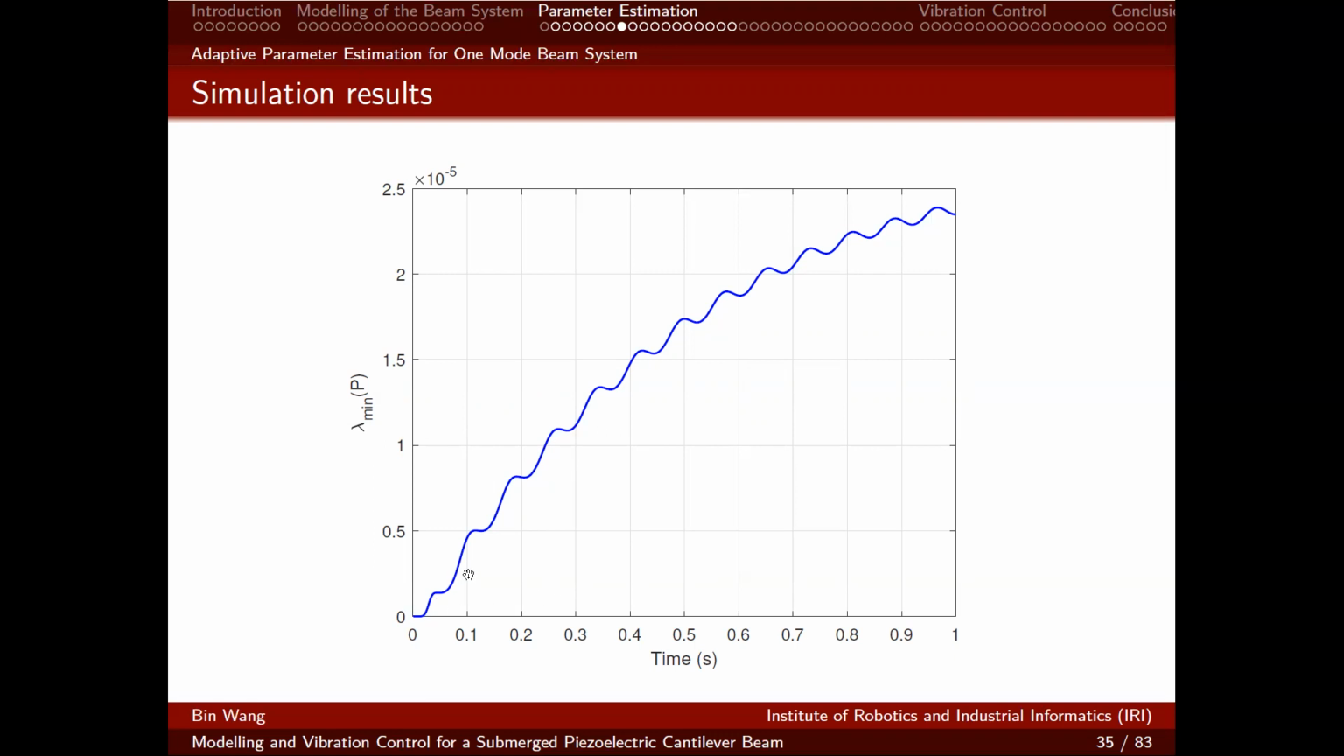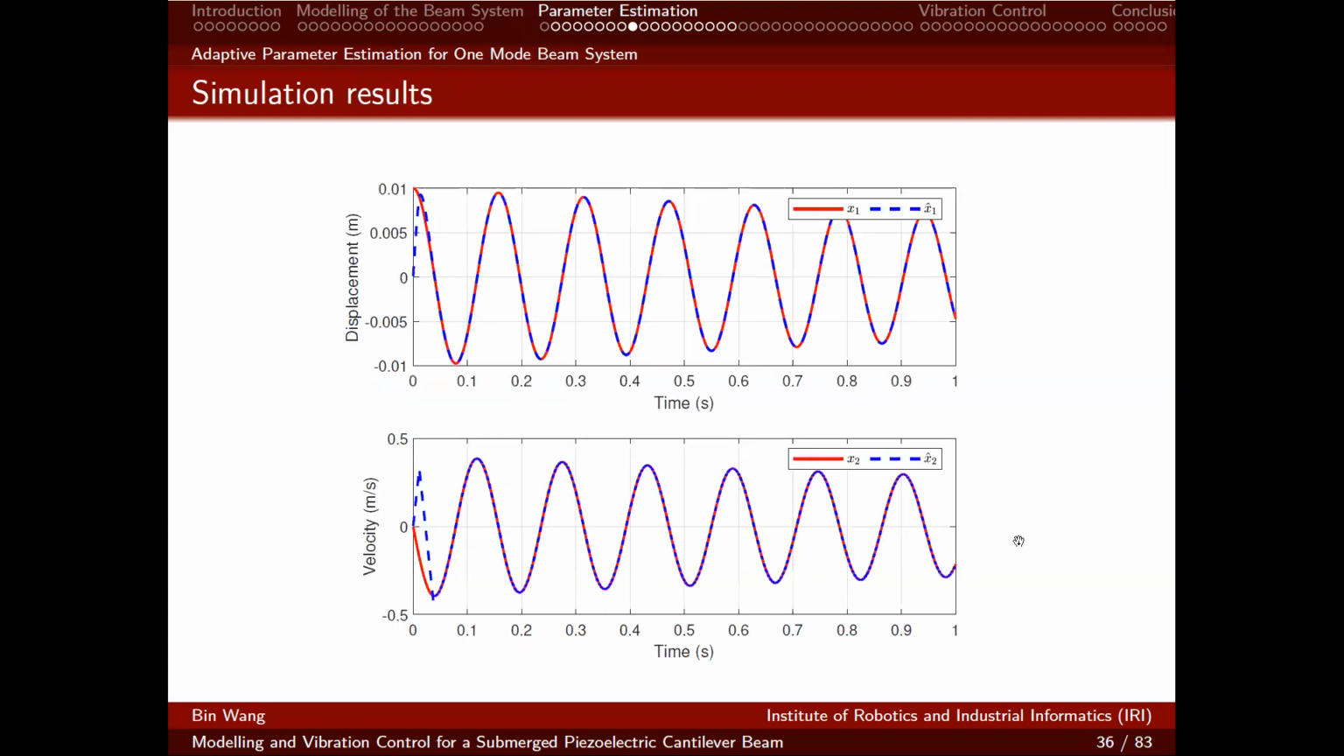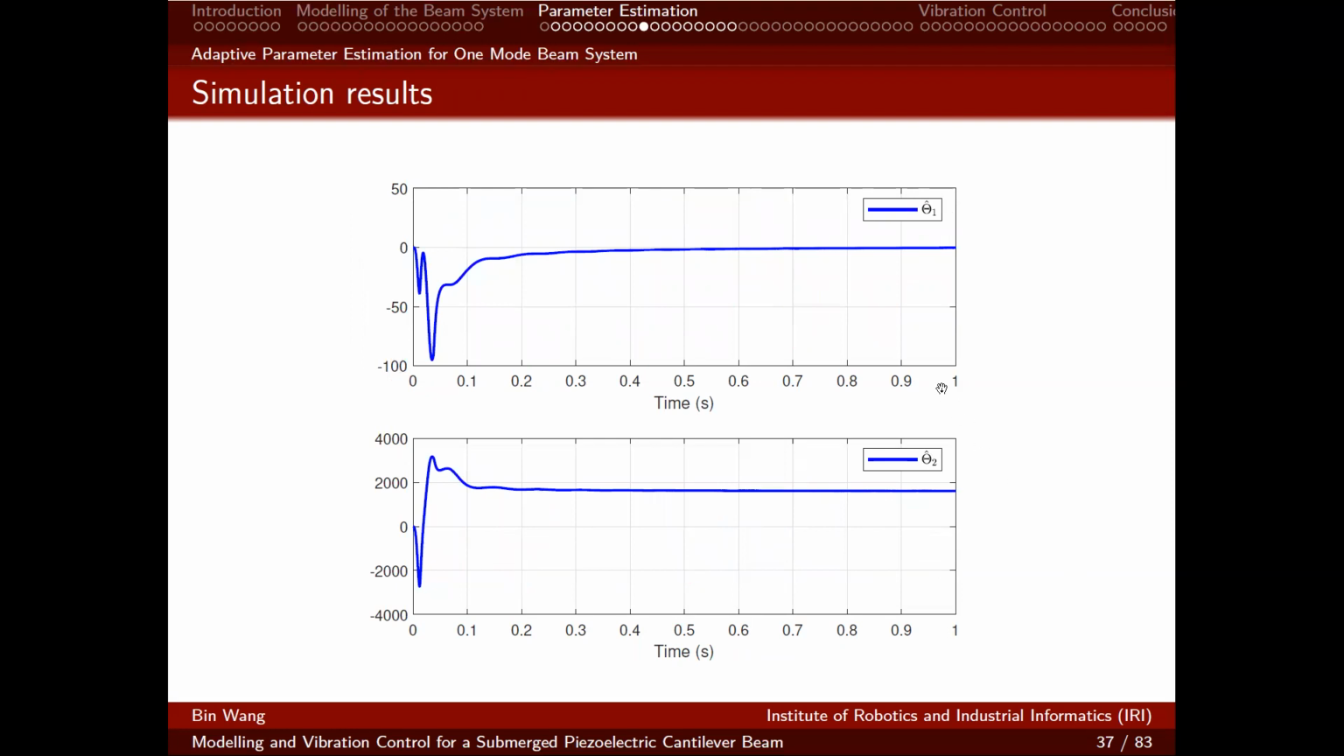We can see all the values are positive, so it shows this is persistently excited. These are the results we had for state estimation. You can see the states can be estimated within a short time, and the parameters can converge to certain values.